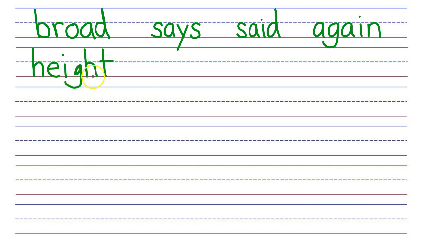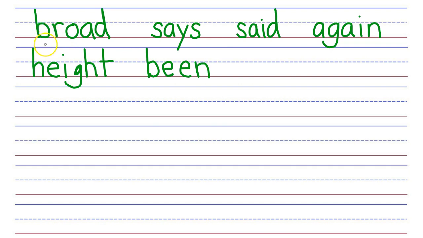Here, the E-I-G-H doesn't make a long A sound like you would expect. Instead, it makes a long I sound, I, for I-T, height. And then from our double E lesson, we learned that in the word B-E-E-N, the double E does not make a long E sound like you would expect. Instead, it's a short I sound, I, B-I, been. How have you been?